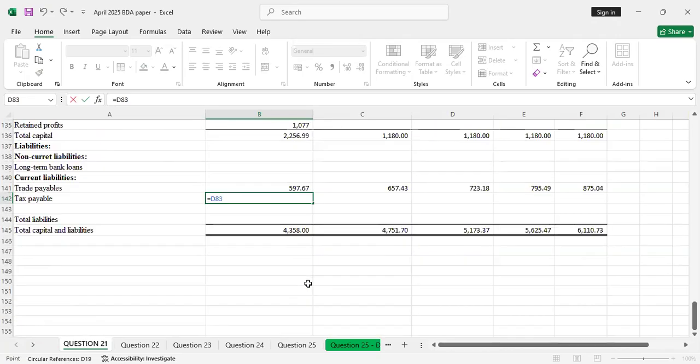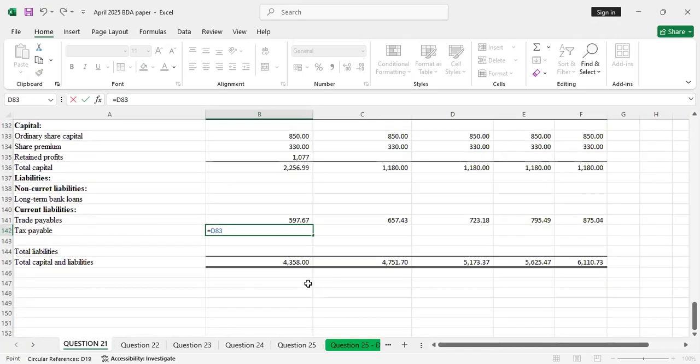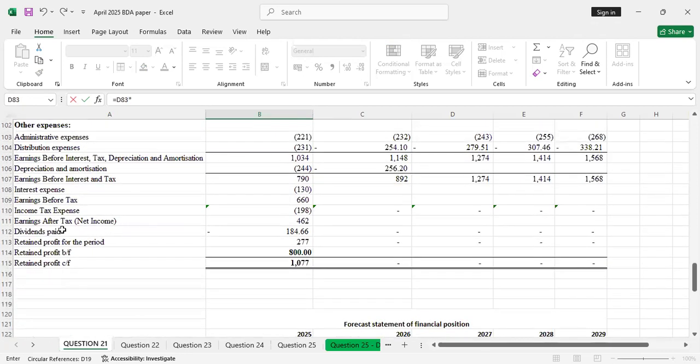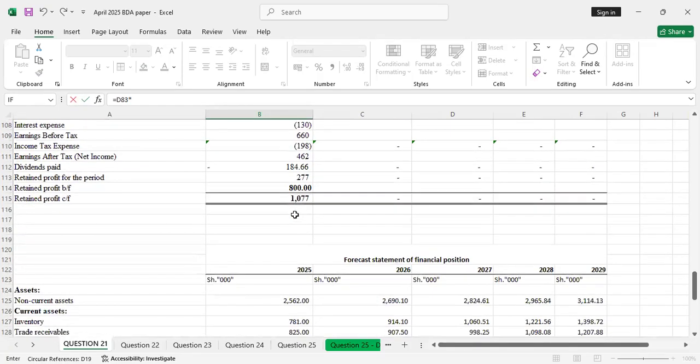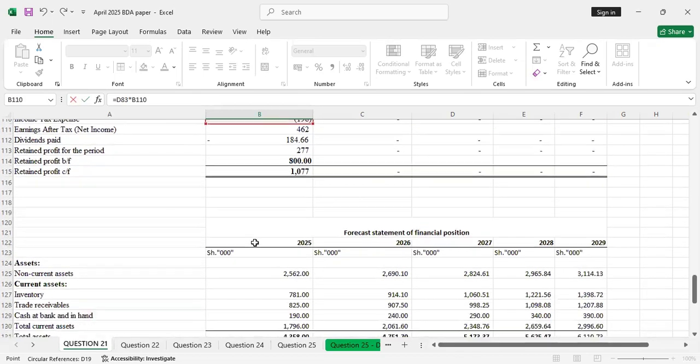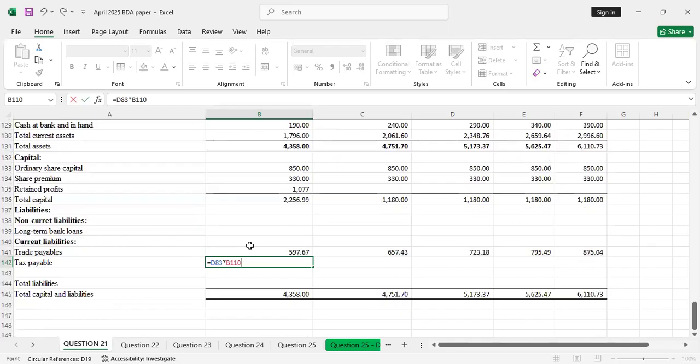So where is the tax expense? We are in 2025. So our tax expense for 2025, earnings before tax, income tax expense, is this one. And because I want it to be positive, that's the income tax expense. So what I will do is this: this 60% will be constant throughout the tax payable. So I'll lock that rate completely.